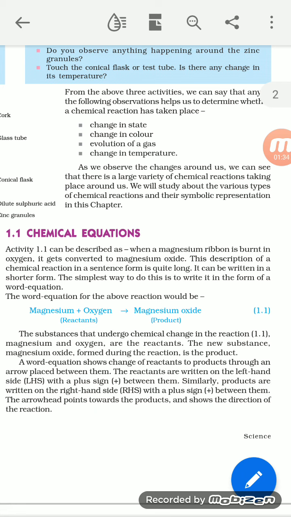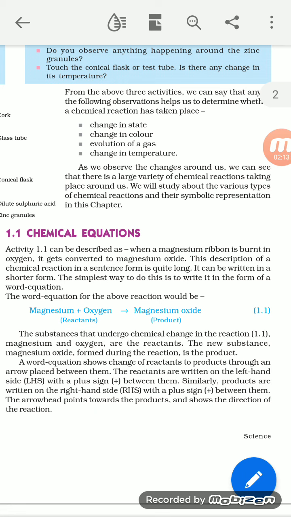Now, the word equation for the above reaction, magnesium and oxygen: how will we write it? Magnesium plus oxygen produces magnesium oxide. The substances that undergo chemical change in the reaction, magnesium and oxygen, are the reactants. In an equation you will get two things, reactants and products. Reactants are those that undergo the chemical reaction. So here magnesium and oxygen are reactants, and a new substance, magnesium oxide, is formed during the reaction.